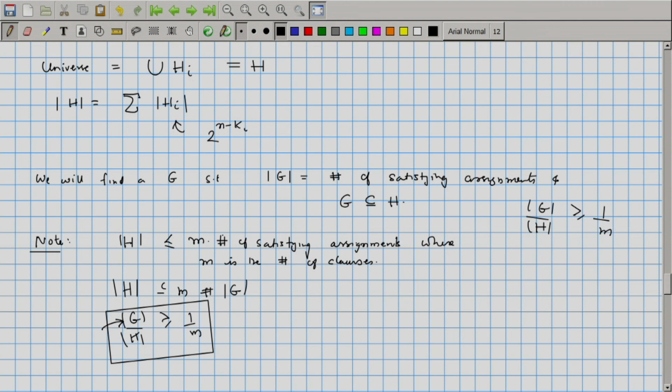We could sample from this set H uniformly at random, the size of H is known, and we can in polynomial time figure out whether the sampled element belongs to G or not, and therefore, that will give us a polynomial time approximation scheme for computing the number of satisfying assignments of a DNF formula. We will stop here and we will continue with other approximation algorithms in the next class.